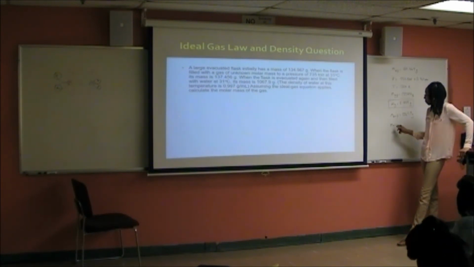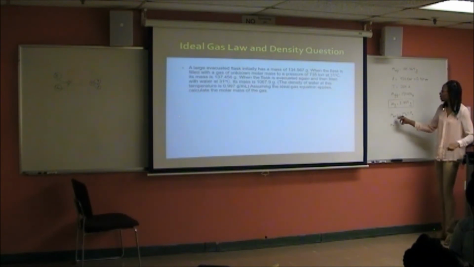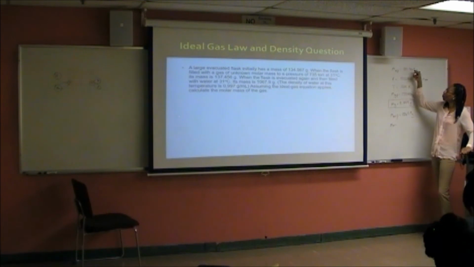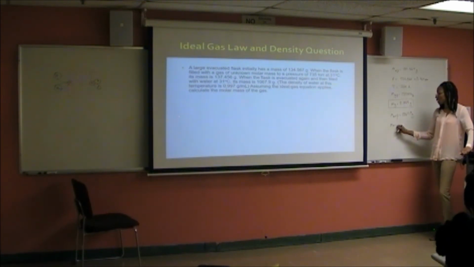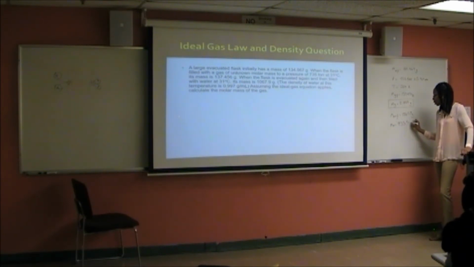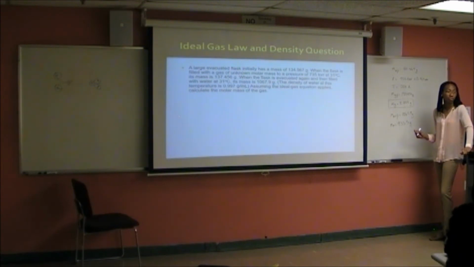Okay. So how do you find the mass of the water? Subtract the mass of the empty flask from the mass of the water and flask. So what's the mass of the water? 933.3 grams. From the mass of the water, what can we find? The volume, using mass over density.